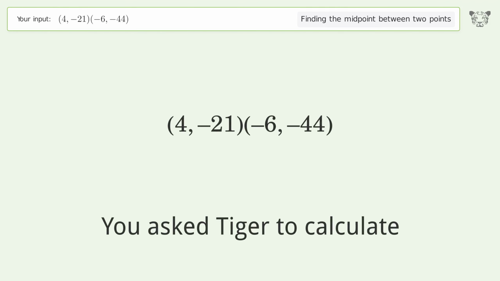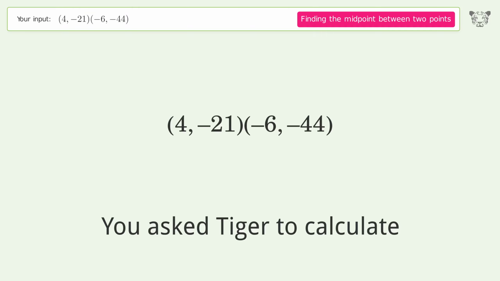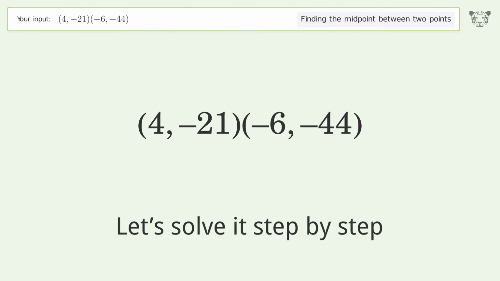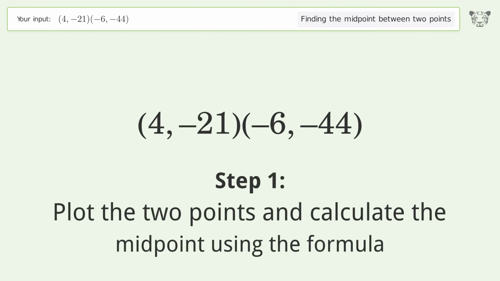You ask Tiger to calculate. This deals with finding the midpoint between 2 points. The midpoint between the 2 points is -1, -32.5. Let's solve it step by step. Plot the 2 points and calculate the midpoint using the formula.